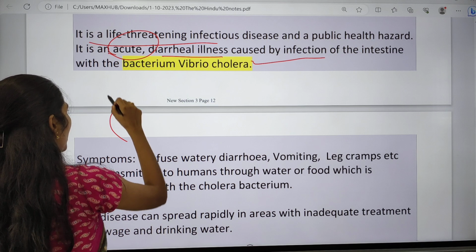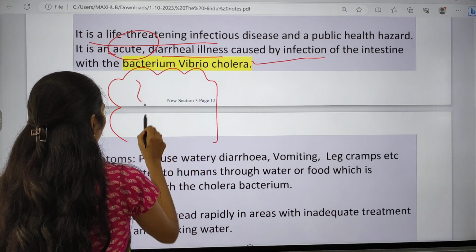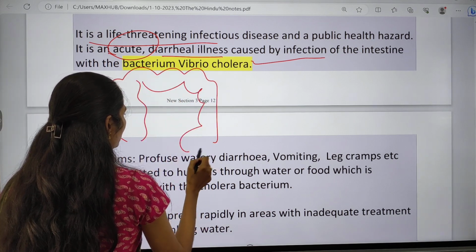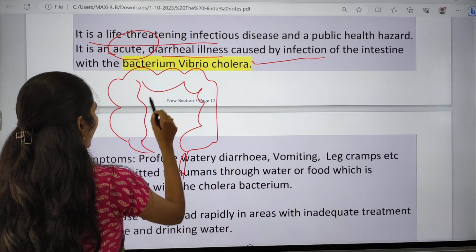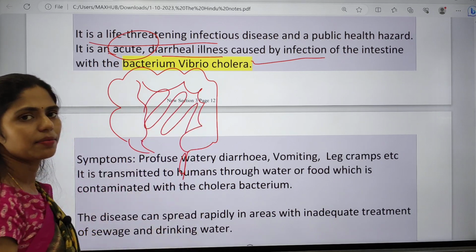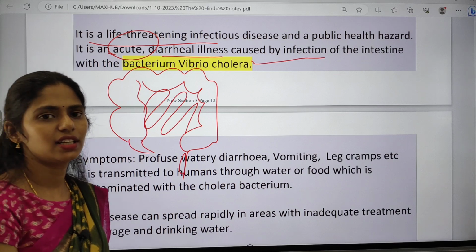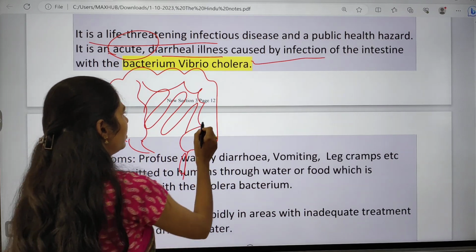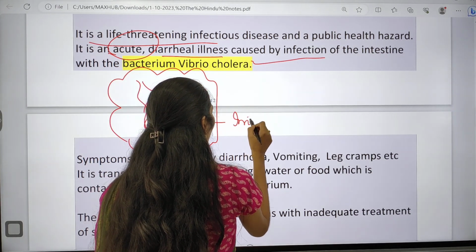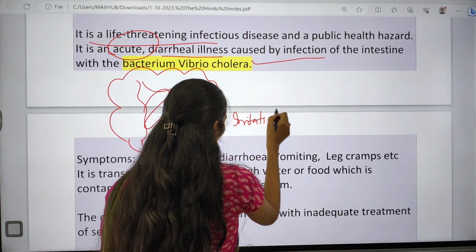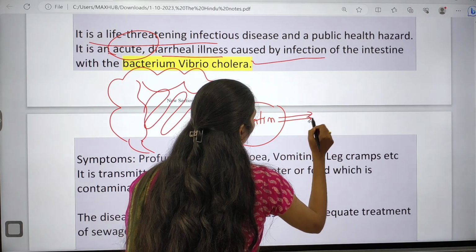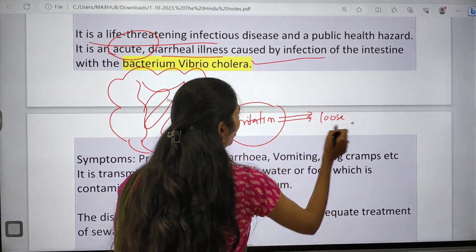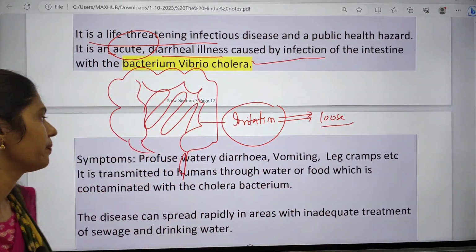So we have the large intestine, right? And we have the small intestine. Normally it affects this intestinal part, both the large intestine and small intestine, causing irritation in our bowel. Because of this irritation in our bowel, that leads to loose motions or watery stools.